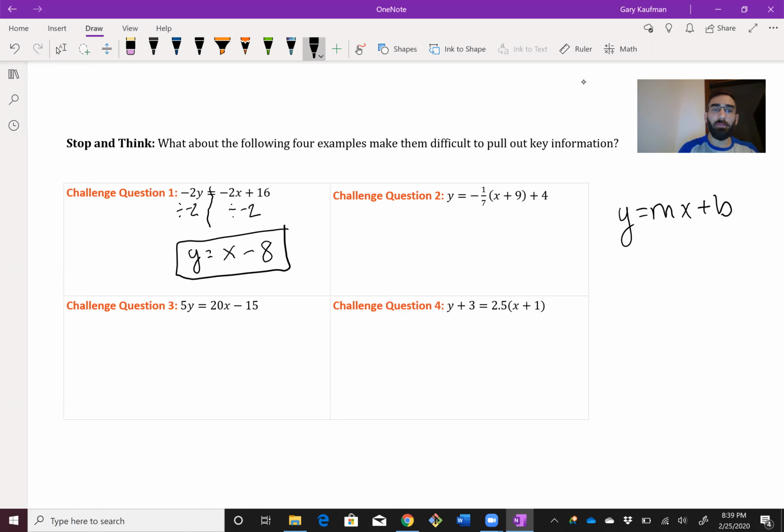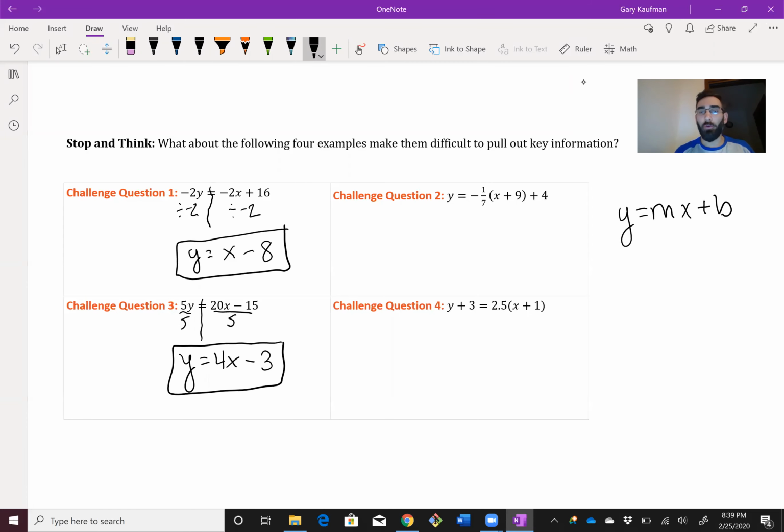So I can do a similar thing for question 3 and divide both sides by 5. And I get y equals 4x minus 3. And again, I am now in slope-intercept form.